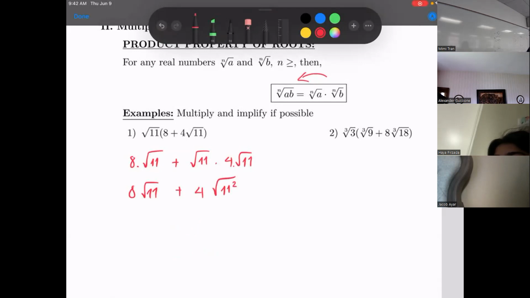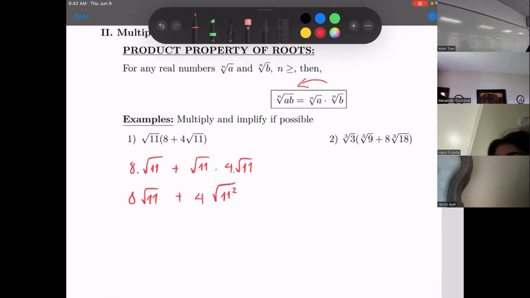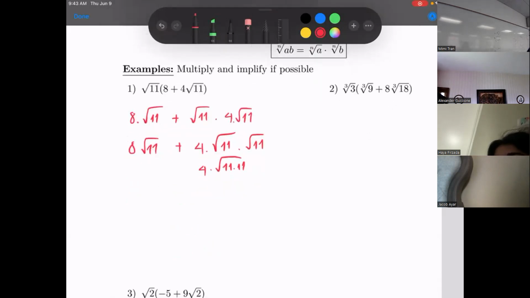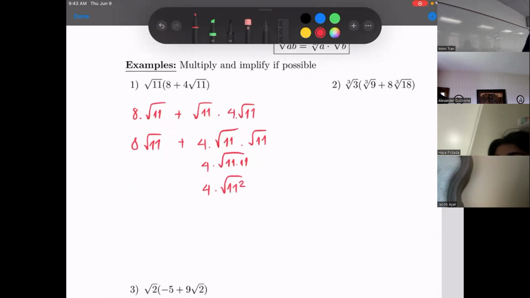Remember, I can bring them under the root. So square root 11 times, so then maybe I'll do it slowly like this, which is 4 times square root 11 times 11, which is 4 times square root 11 squared. I'll do it slow like that. Because it's the square root of 11 times whatever's in that little bracket, not the bracket, but the parentheses. So that's what, I missed it too at first.